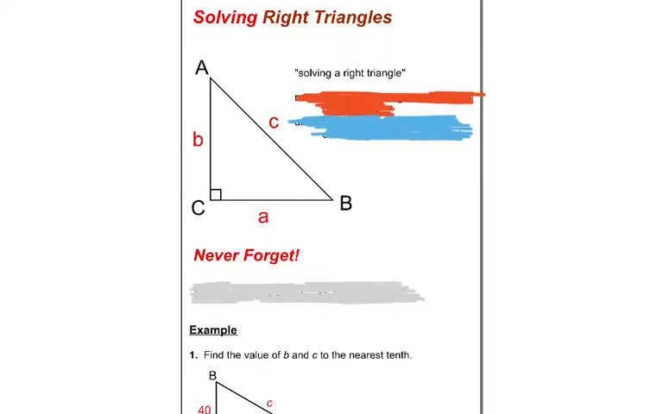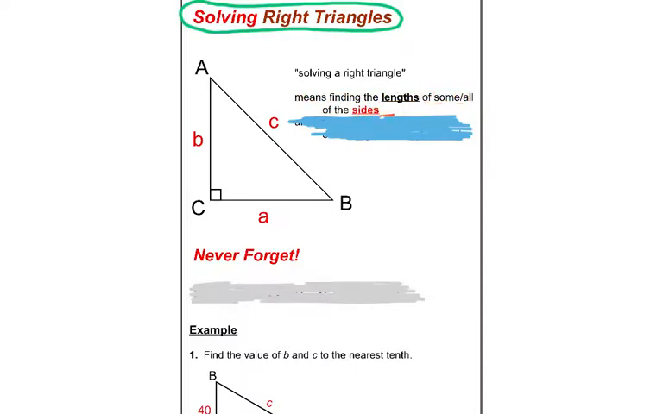Hey everyone, in this video we're going to learn how to solve right triangles. When we're solving right triangles, we're trying to find two different things. First of all, we're trying to find the lengths of all or some of the sides of the triangle. Maybe you need just one side, or maybe you need to find all three. And you need to find the angles. Again, maybe one of them or all three of them.